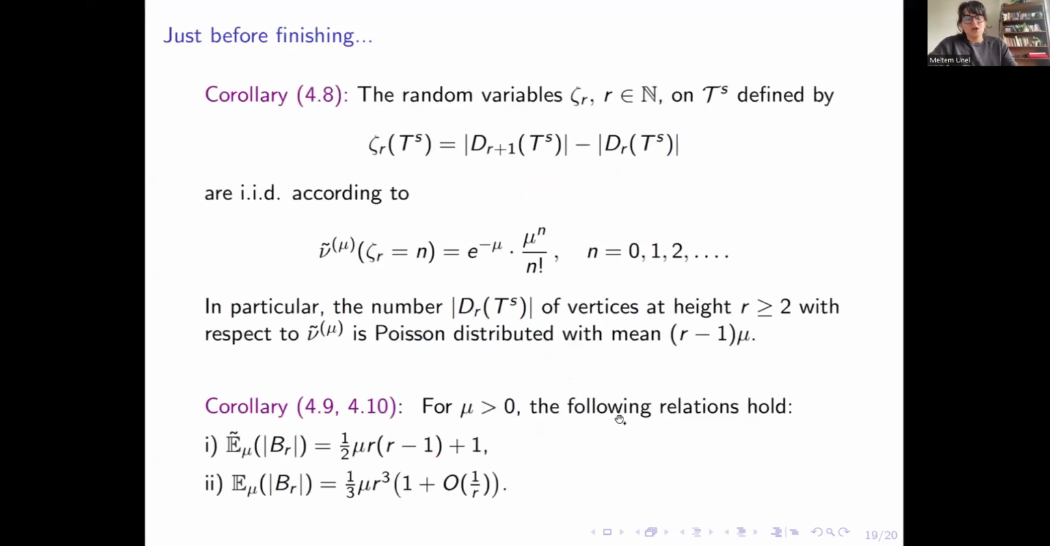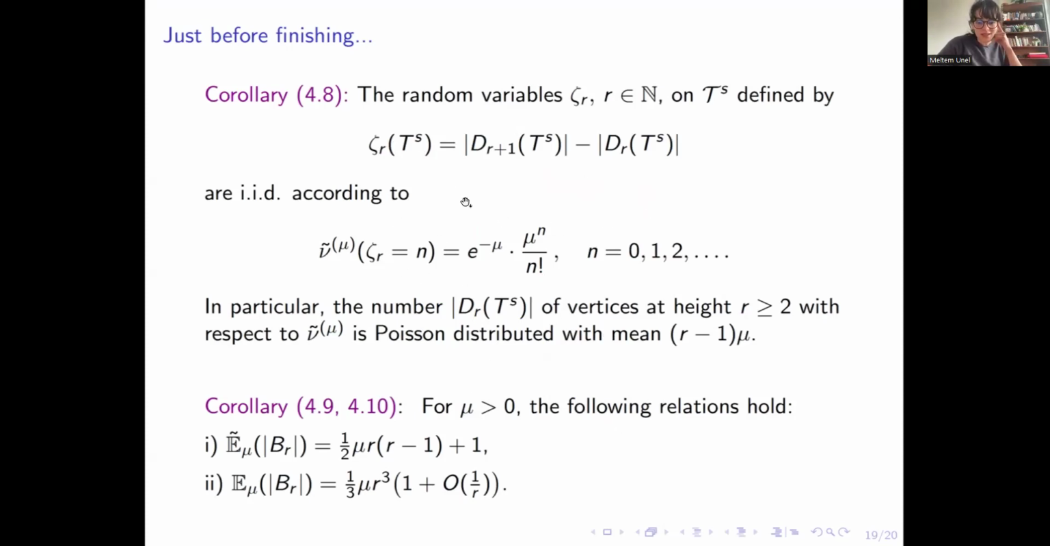Okay. So we can actually compute further quantities using this push forward measure nu tilde. We actually know that if I look at the increments zeta r, that is the number of vertices, the difference of the number of generations between r plus 1 and r, at the level r plus 1 and r, this is actually a Poisson random variable.